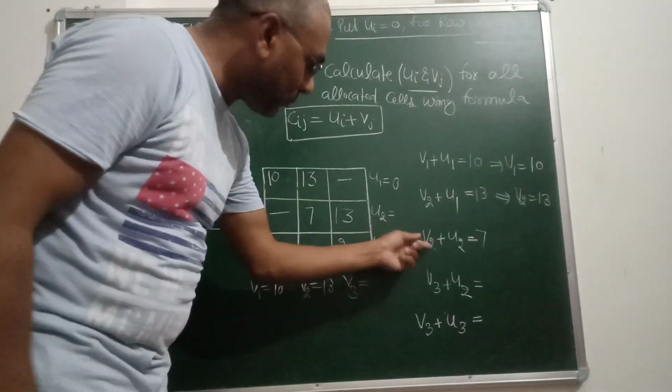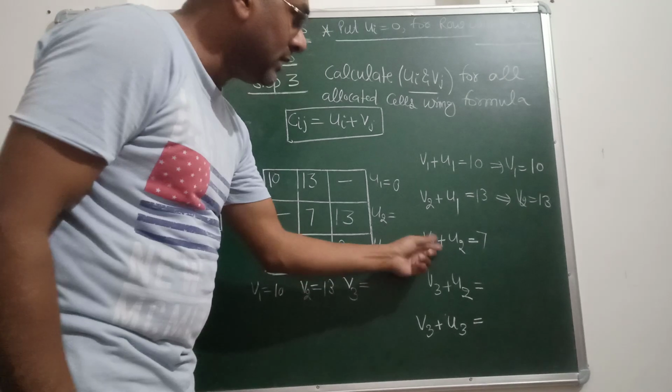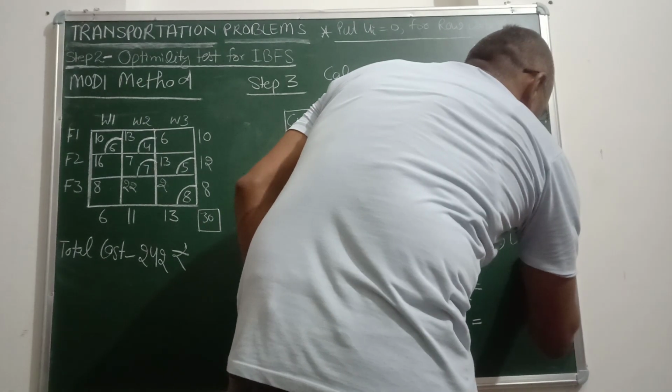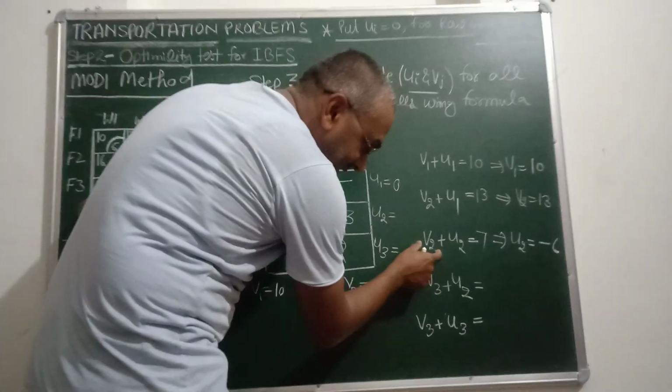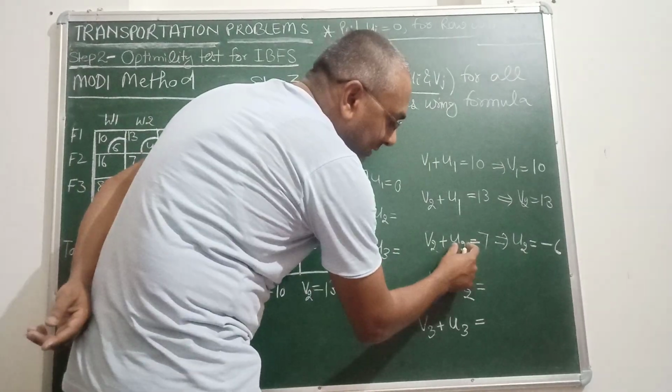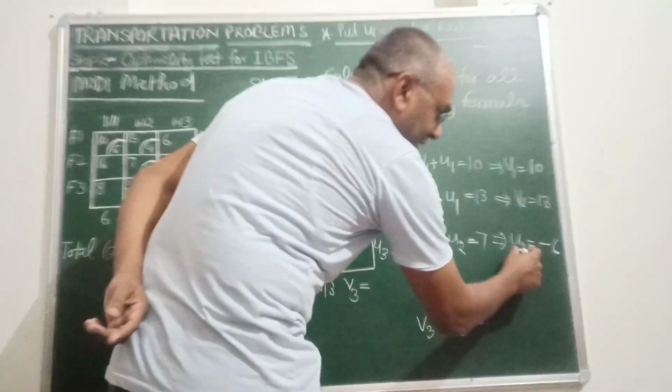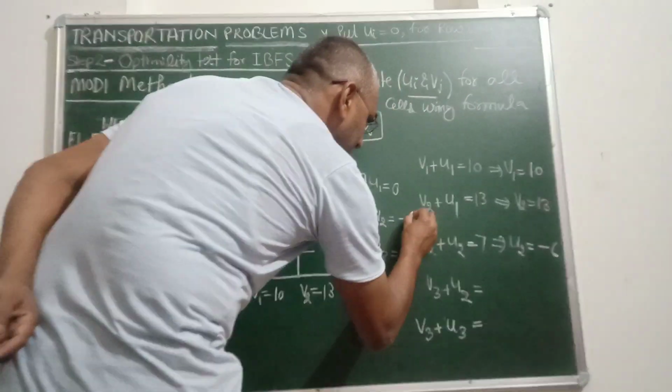So if you put the value of v2 equal to 13, u2 will come out to be -6. Okay, if this is 13 and this is unknown and this is 7, if you solve the equation, you will find that u2 is equal to -6.